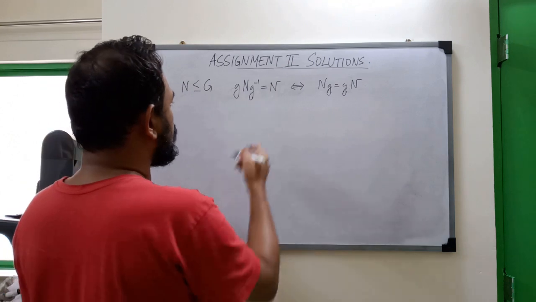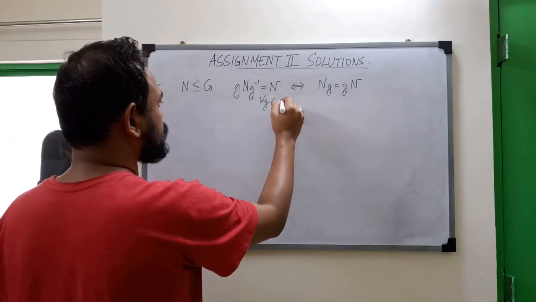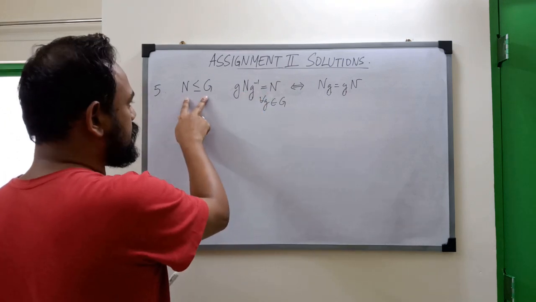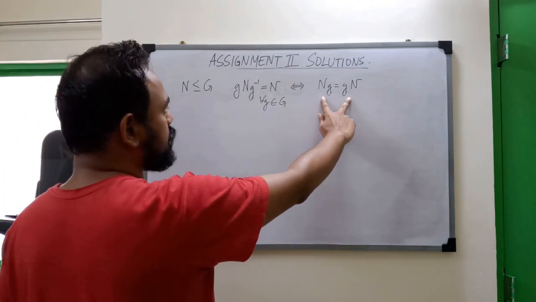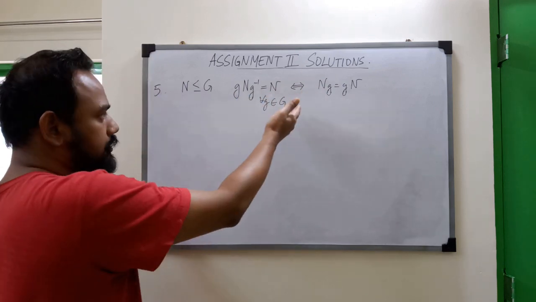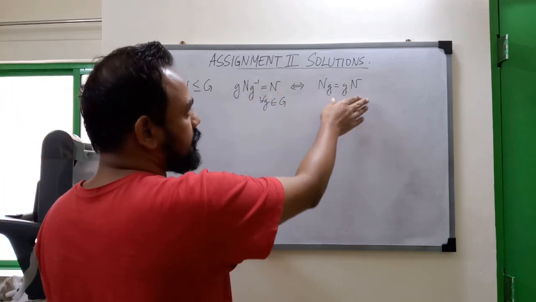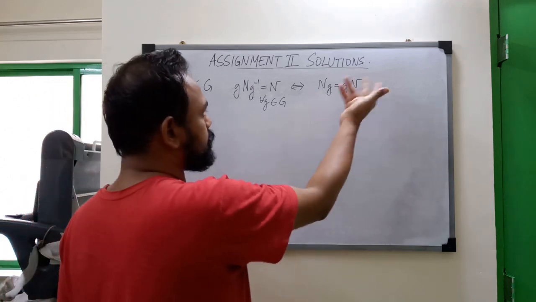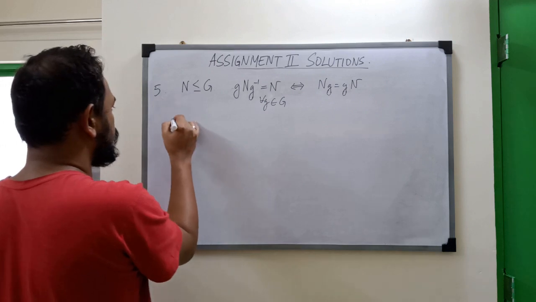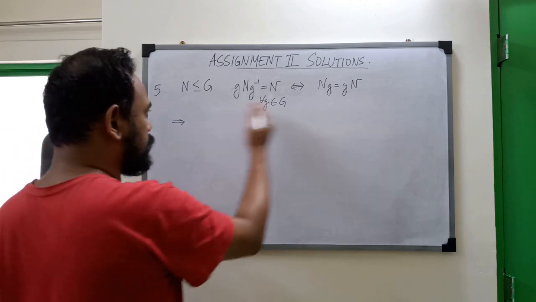If this is true for all g, in other words, if N is normal, then you could also write the condition, this conjugate being equal to the subgroup itself. That condition can be rewritten in this form of the left coset being equal to the right coset. So let's just do the necessary condition first.